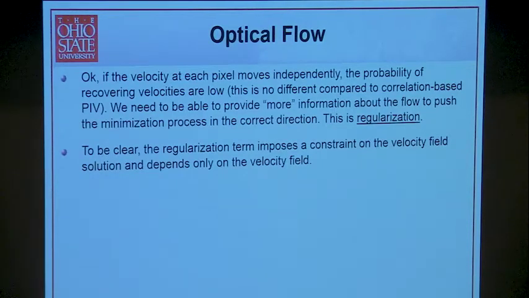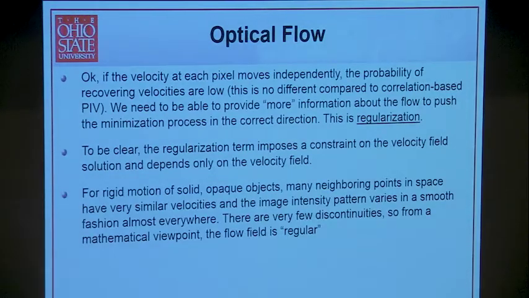Now let me be a little clearer. This regularization imposes a constraint on the velocity field, and the solution depends only on the velocity field. It does not impose any type of constraint on the data term, or the displaced frame difference equation. So it imposes a constraint only on the velocity solution. Now let's still think in the context of rigid motion. Let's say we have solid opaque objects.